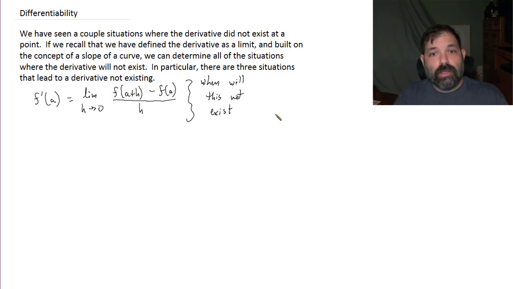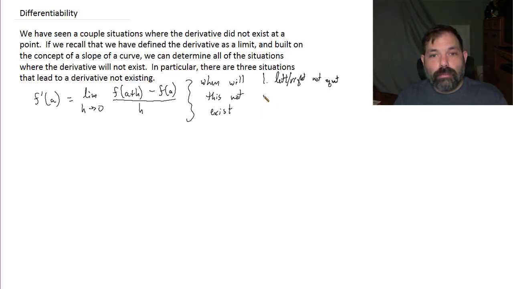We get a few different possibilities. One, if the left limit and the right limit are not equal. That would be one possibility, right? So if the left limit and the right limit were not the same number, then that limit does not exist.